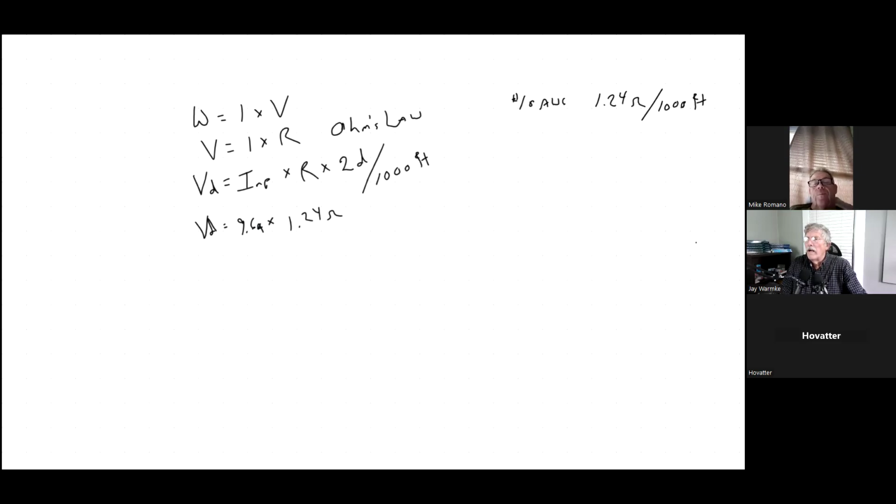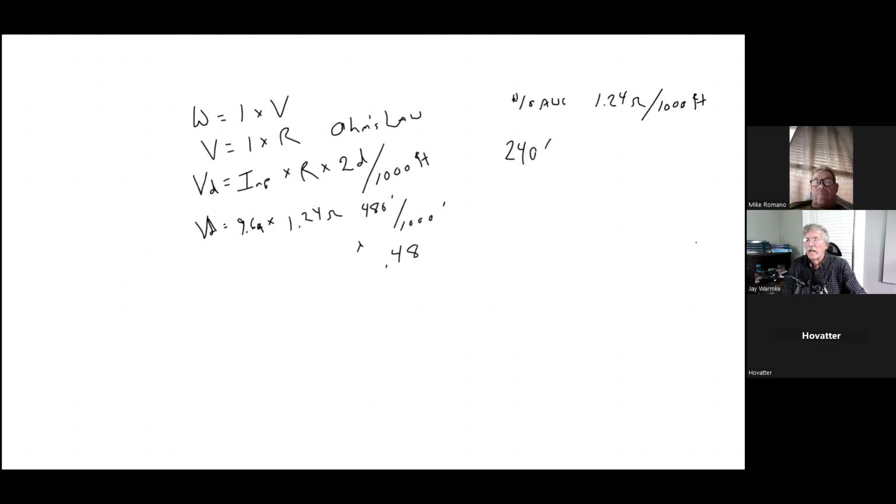Well, if my cable run, let's just say it's 240 feet from one end to the other, I multiply that by 2 because it's a circuit. It's there and back. So that's going to be 480 feet divided by 1,000 feet. Well, you decimalize that and it's going to be 0.48. 480 divided by 1,000 gives us 0.48.